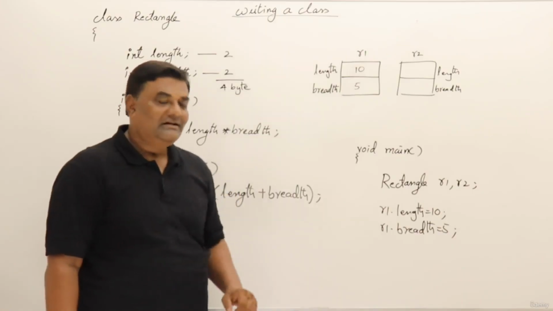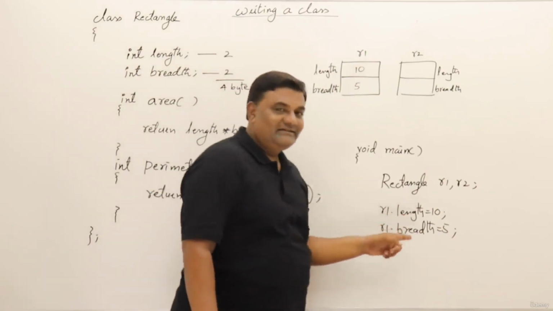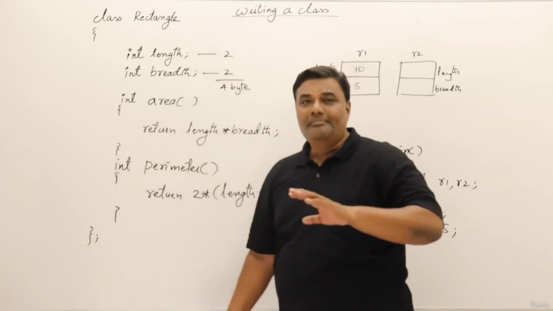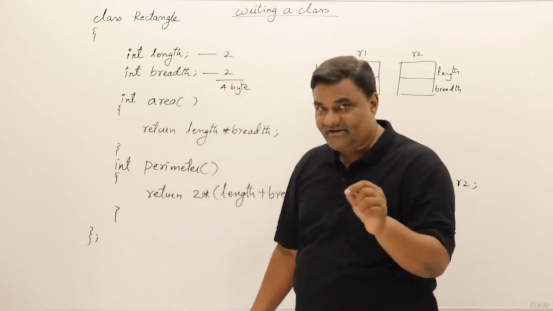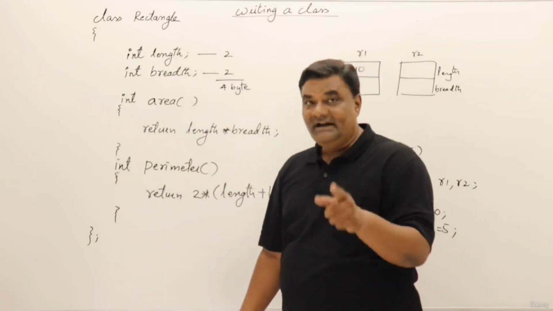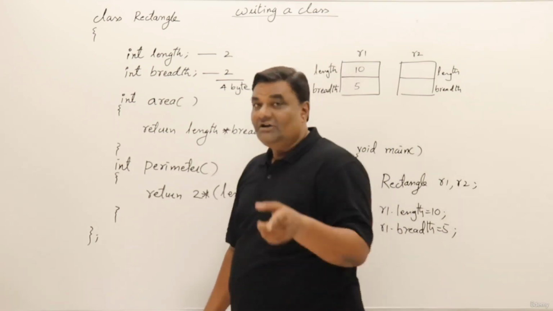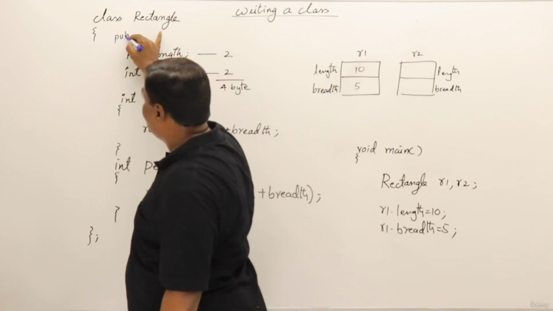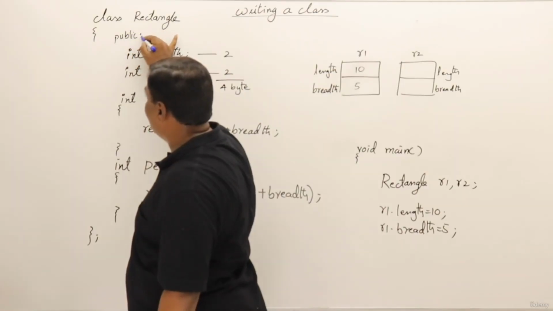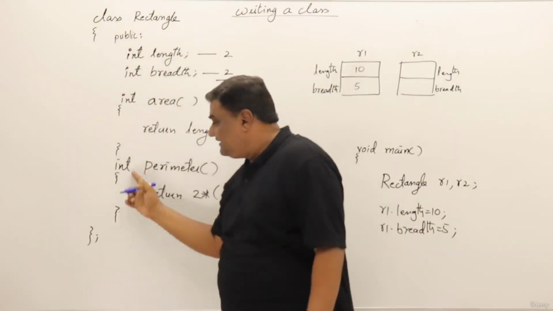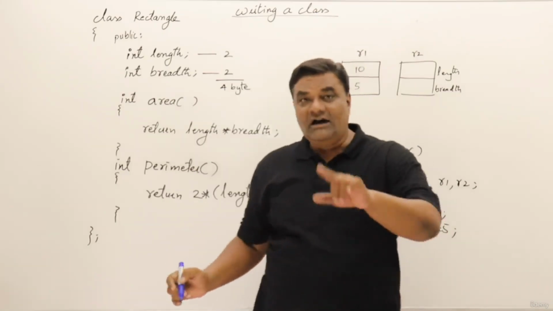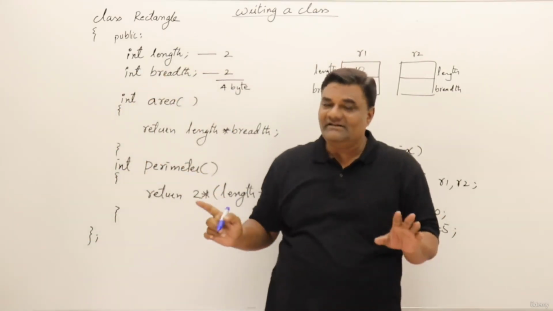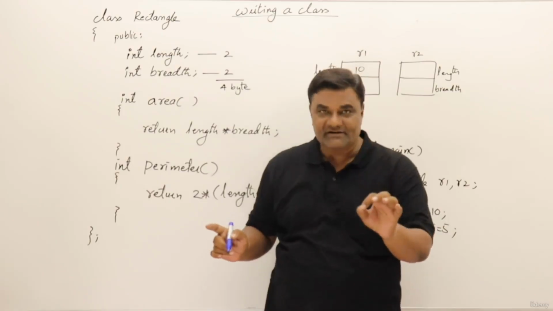Now one problem. I cannot access this length and breadth. Reason, whatever you write inside the class, by default it becomes private. Remember this point. By default it becomes private. So I should write everything under public colon. After this, whatever is written is public. Now I can access. Unless I say public, I cannot access them because by default they are private.